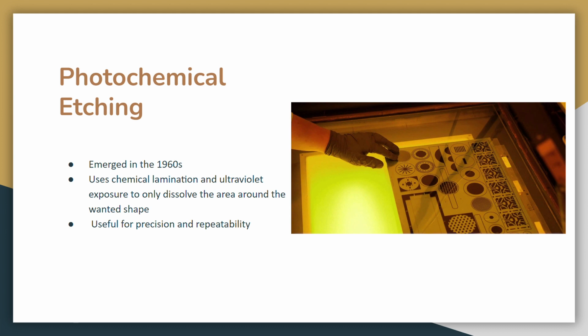In order to ensure peak resolution, the design is first made at 100 times magnification before being shrunk down to the size of the actual part. Because of this, photochemical etching is highly precise and very repeatable.